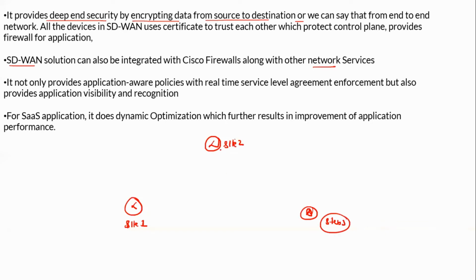And in this site there is a firewall. Now there is a requirement that whenever I want to communicate from site 1 to site 3, my traffic first should go to site 2, then it will go to the firewall, and then from the firewall it comes to site 2 again, and then it goes to site 3.